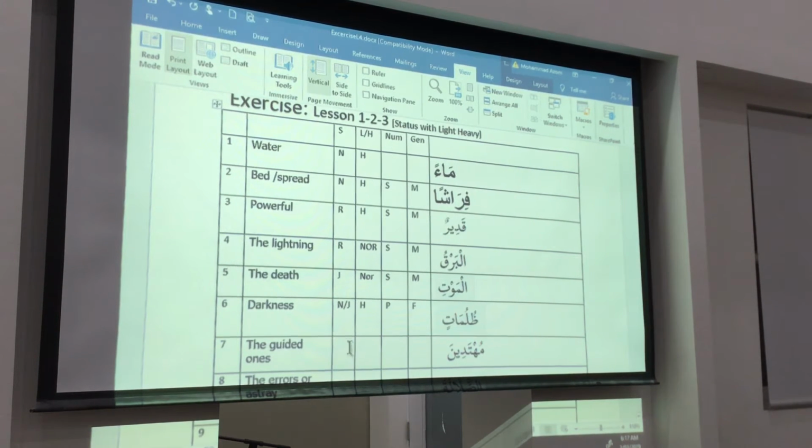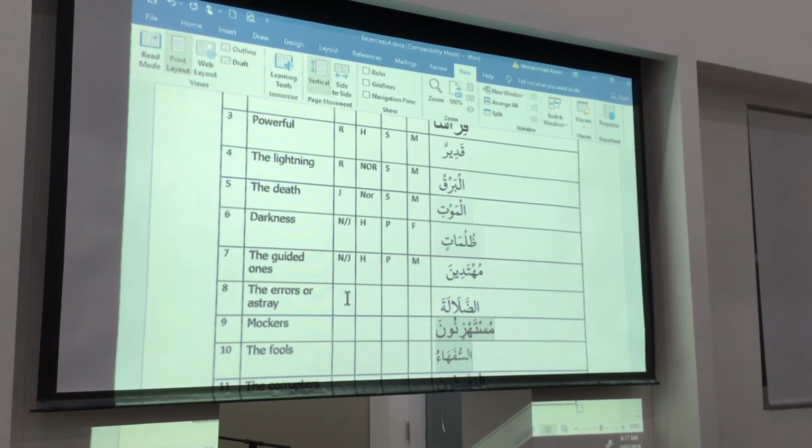Okay, the next one. Muhtadina. Nasab or jar. So which column of the chart is it? Plural, yes. Plural, nasab or jar, like Muslimina. Same thing for Muhtadina, right? So it could be nasab or jar, and obviously it is heavy because of the noon sound. It is plural because we know from the third column, and it is masculine.